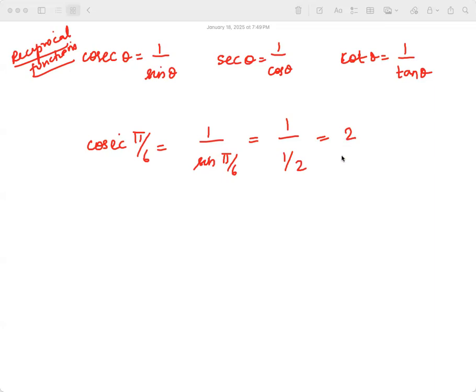Okay, what is cot 4 pi by 3? You are going to do it, guys. What is cot 4 pi by 3? Use the unit circle, but you have to memorize it. Cot 4 pi by 3.